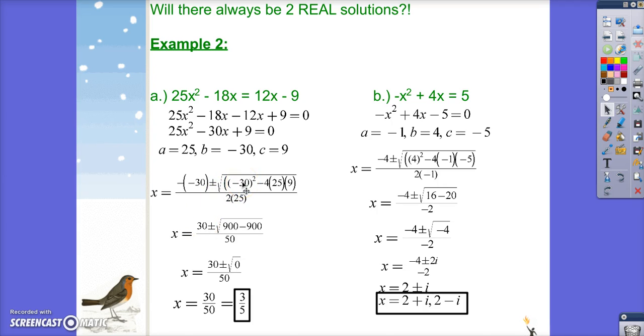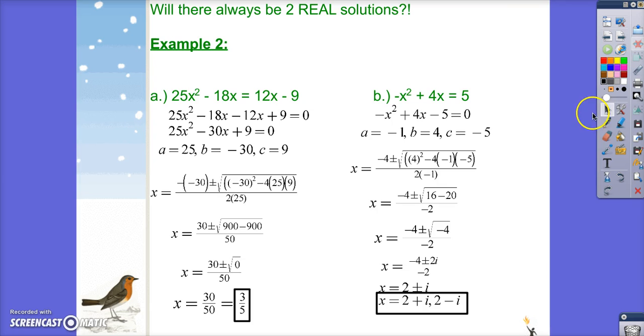I then simplify the inside. Negative 30 quantity squared. Don't forget your parentheses again. It's a positive 900. Negative 4 times 25 times 9 is a negative 900. What you see that's odd with this one is you see how it's 0? And square root of 0, this goes away. So my final answer is x equals 30 over 50, or x equals 3/5.